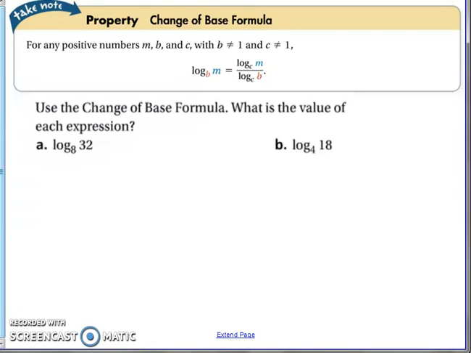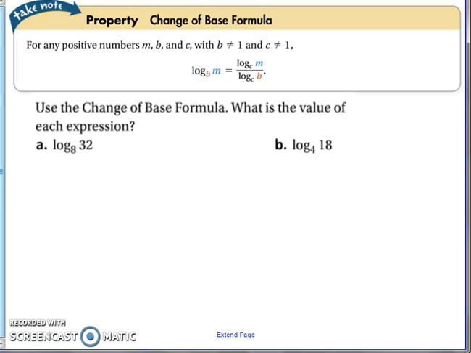The change of base formula is helpful when you don't have a brand new calculator that is able to change the base for you. The log button in the calculator always has a base of 10, so it's your common log. In newer calculators, you're able to change the base, but most calculators don't have that ability. So when you get something like log base 8 of 32, there's no way to evaluate that.